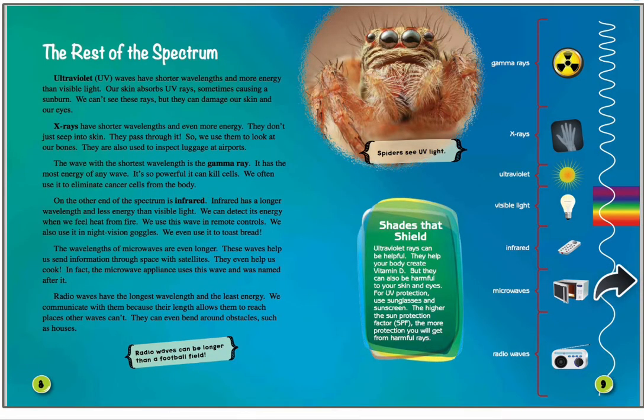The rest of the spectrum. Ultraviolet, or UV, waves have shorter wavelengths and more energy than visible light. Our skin absorbs UV rays, sometimes causing a sunburn. We can't see these rays, but they can damage our skin and our eyes. X-rays have shorter wavelengths and even more energy. They don't just seep into skin, they pass through it.